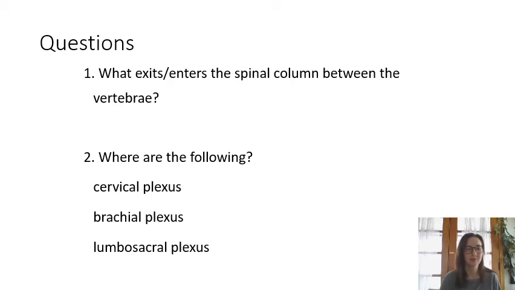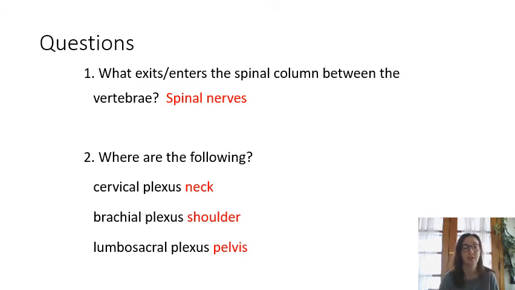So let's go through these questions real quick here. What exits and enters the spinal cord between the vertebrae? And then where do we find the following plexuses? Right, so the answer there is the spinal nerves. Spinal nerves are entering and exiting the spinal cord between each one of the vertebrae. And then where do we find the cervical plexus? In the neck. Brachial plexus is in your shoulder, and the lumbosacral plexus is in your pelvis.